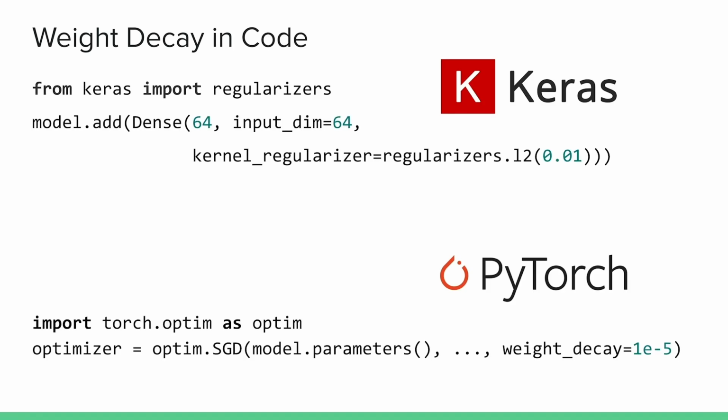Weight decay in practice, for example with Keras, is that you just specify the layer's kernel regularizer and say, take the L2 norm, that's basically weight decay. For PyTorch, there is a specific parameter called weight decay, and you just specify that one parameter, the alpha value of how fast your weights decay towards zero.